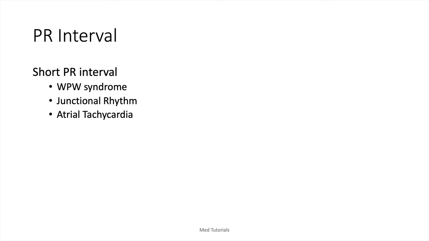PR interval. A short PR interval may be seen in WPW syndrome. This can be appreciated only when the heart rate is lower and the patient is not having an SVT. In junctional rhythm and in atrial tachycardia, which is originating from a place in the atria which is closer to the AV junction, you might actually get a short PR interval.